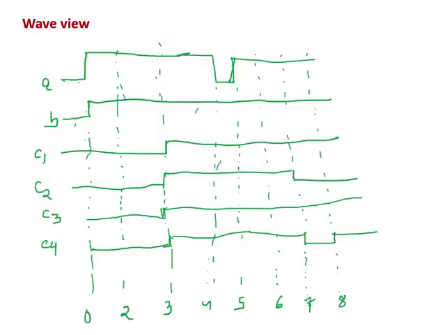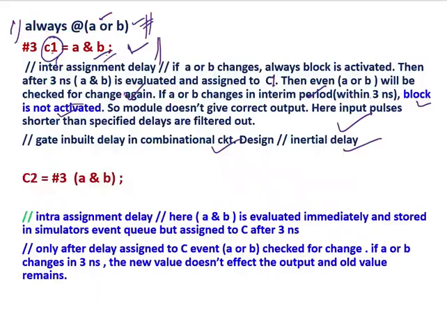So this one is 1 into 1, and the output will be 1 after 3 nanoseconds. See, A transitions from 0 to 1, and B transitions from 0 to 1, and it happened at 0 nanosecond. But after 3 nanoseconds, this 1 into 1, this is the AND gate, right? C1 equals A and B. So this is the AND gate.